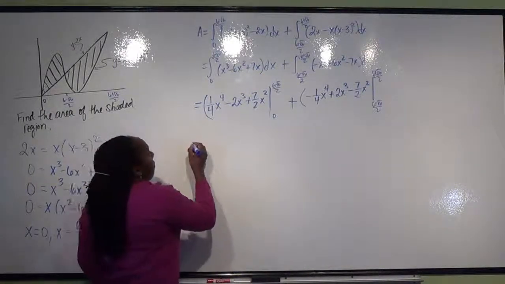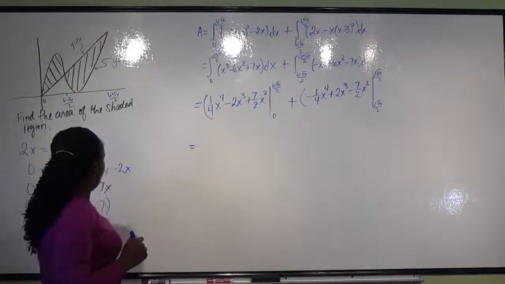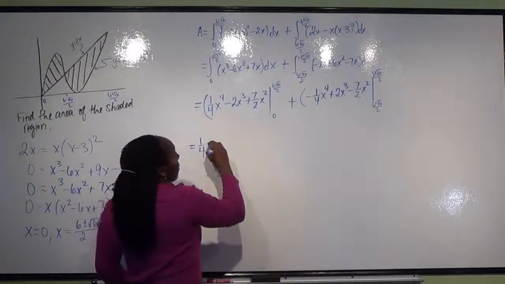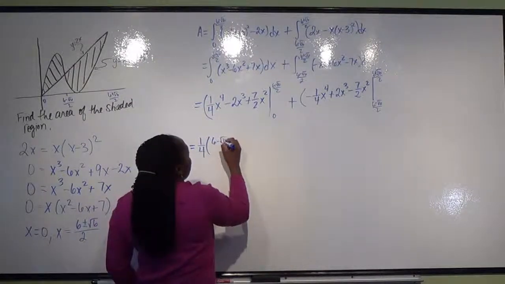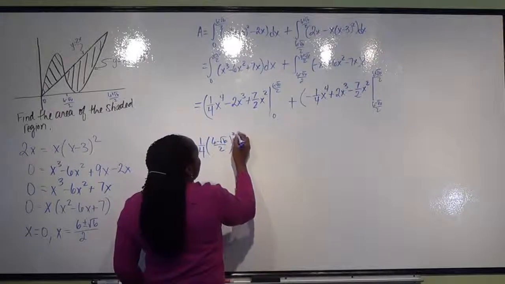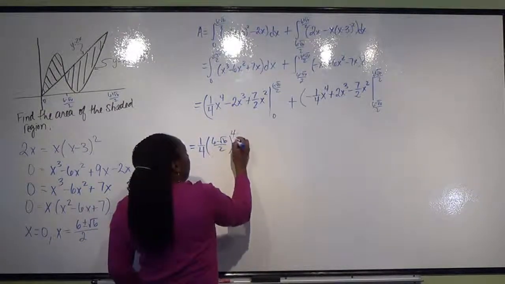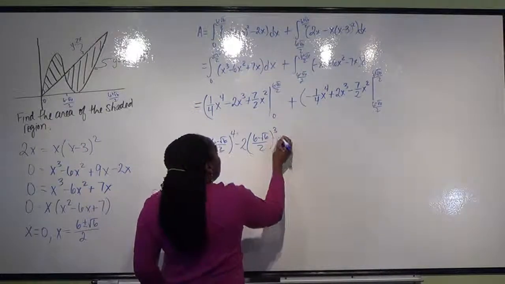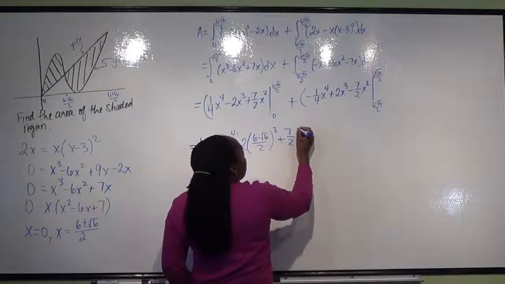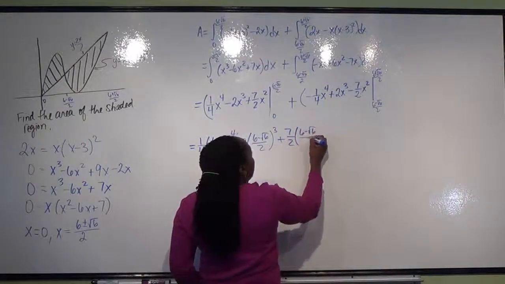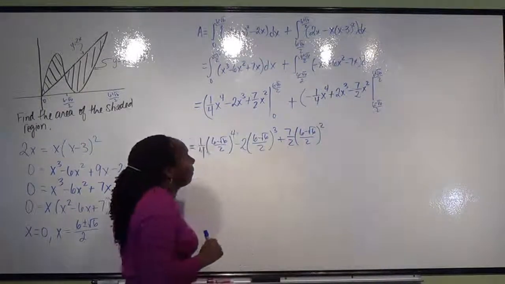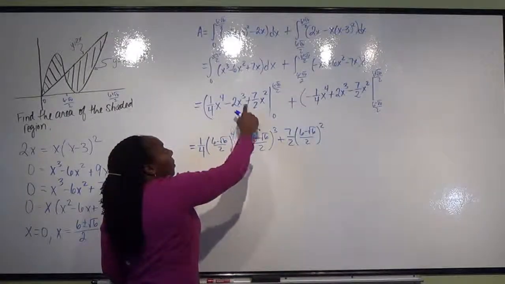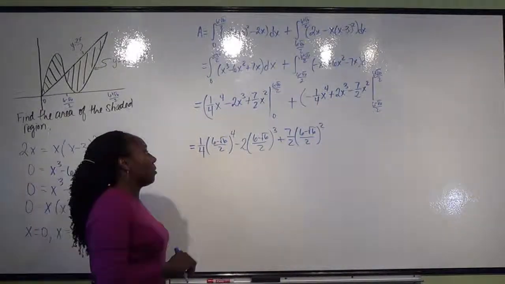Okay. So here when I evaluate, I'm going to get 1/4 at my upper limit, (6 minus root 6) over 2 quantity to the 4th, minus 2 times that quantity cubed, plus 7/2 of that quantity squared. So there's my upper limit. Notice at my lower limit, if I plug in 0, everything is going to go to 0.